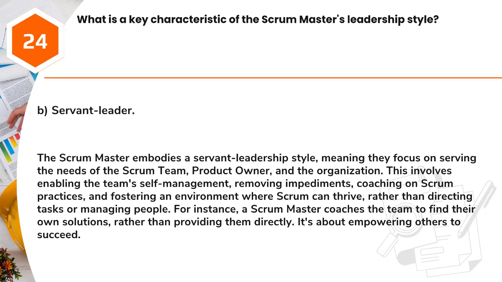Answer: B. Servant leader. The Scrum Master embodies a servant leadership style, meaning they focus on serving the needs of the Scrum team, product owner, and the organization. This involves enabling the team's self-management, removing impediments, coaching on Scrum practices, and fostering an environment where Scrum can thrive, rather than directing tasks or managing people. For instance, a Scrum Master coaches the team to find their own solutions, rather than providing them directly. It's about empowering others to succeed.